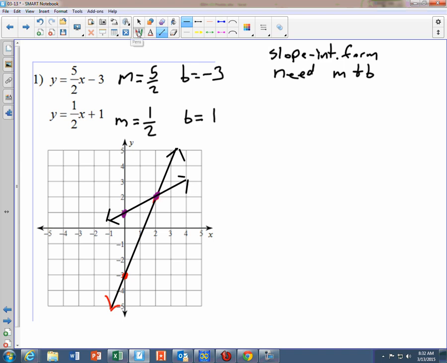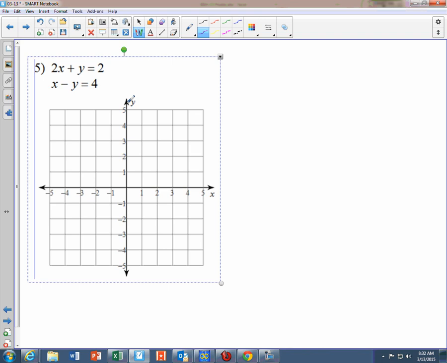And what is the answer? 2, 2. Make sense? Okay. Skip to number 5. Number 5 is on the back, I believe.